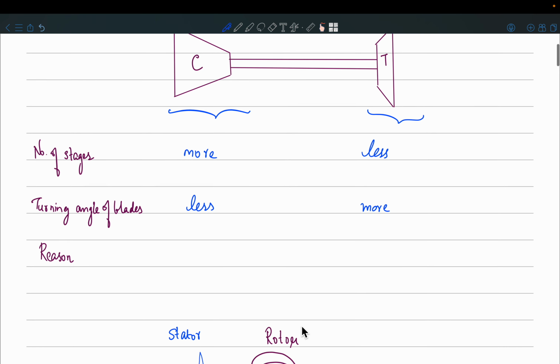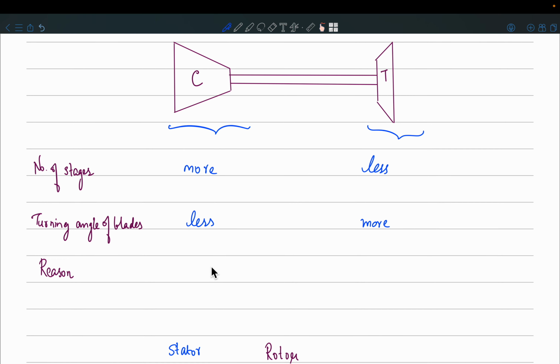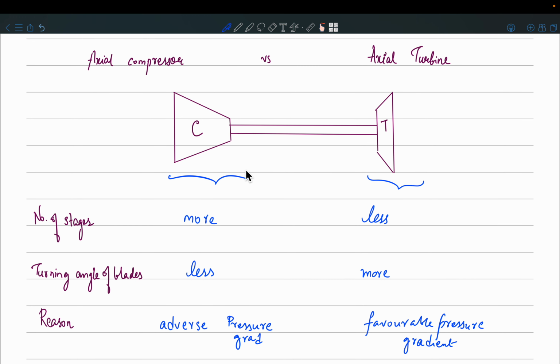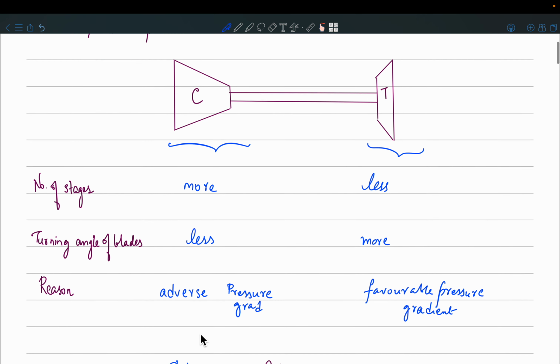The simple reason here is that in a compressor the flow is moving against the pressure gradient. So there is an adverse pressure gradient, and in a turbine there is a favorable pressure gradient. When there is a favorable pressure gradient, the chances of flow separation reduce. Remember that a compressor is compressing the air, so pressure is increasing, and the flow has to move against this increasing pressure. That is what we mean by adverse pressure gradient.